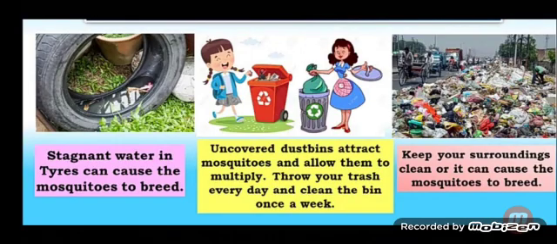So next is stagnant water in tires, a breeding place for mosquitoes. Dustbin or trash can. Do you cover your dustbin when not in use? Yes, uncovered dustbins attract mosquitoes and allow them to multiply. Throw your trash every day and clean the bin once a week. So keep your surroundings clean or it can cause the mosquitoes to breed.